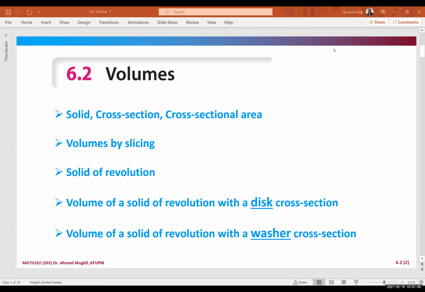So do you know now what is a solid, what is a cross section, how to find the area of the cross section, how to find volumes by slicing, and what are the solids of revolution, what is the disk method, the washer method, to find the volume of solids of revolution. These are the objectives that you need to check, the learning outcomes that you need to check.